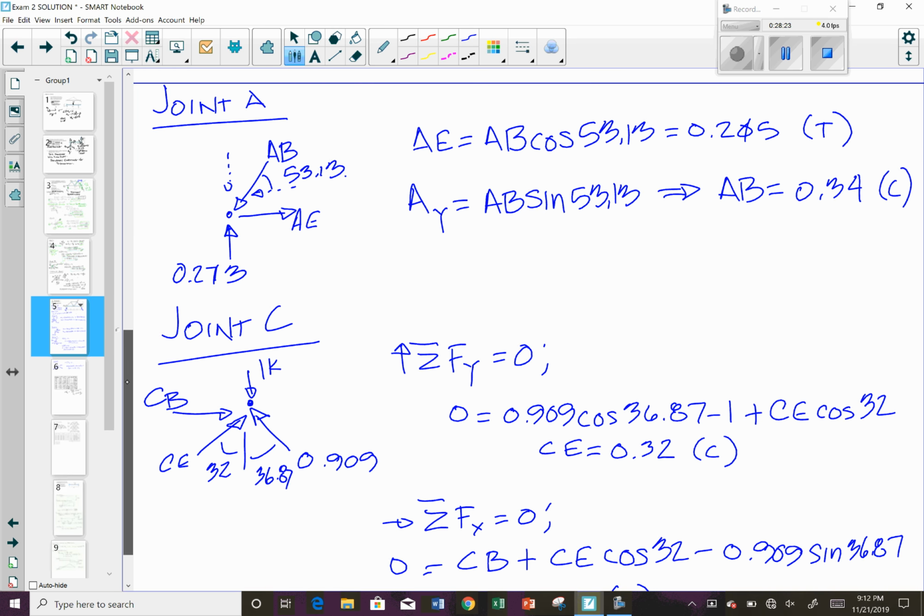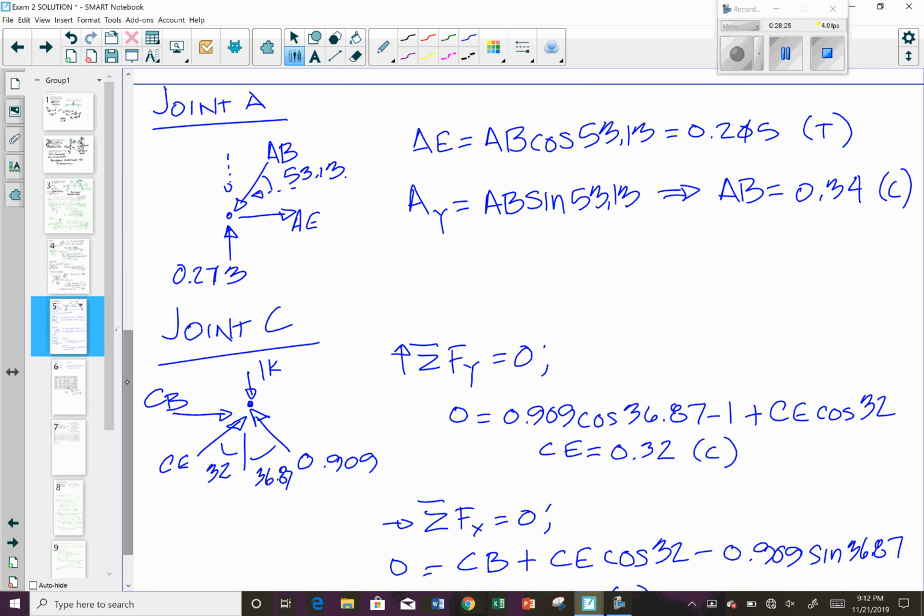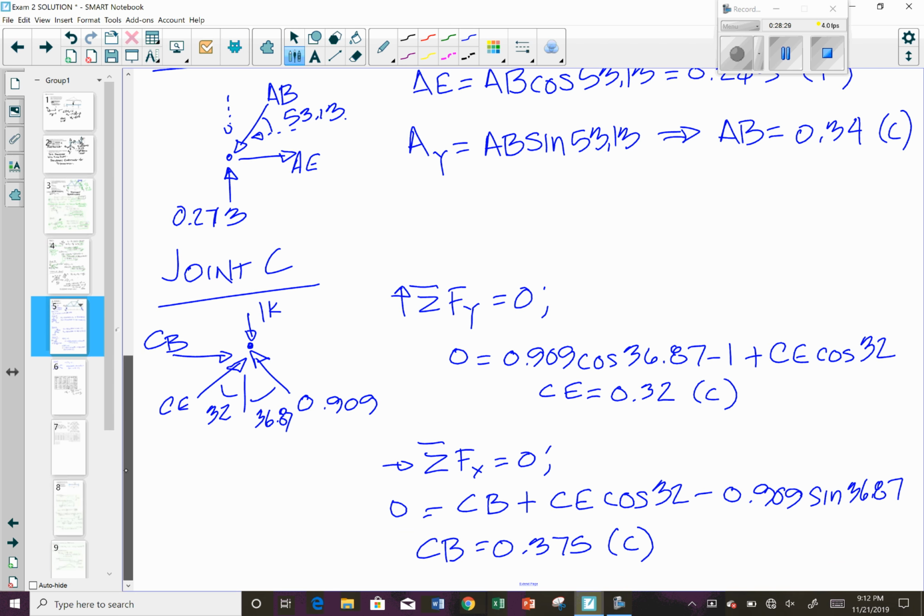And now with these, you're going to assign, well, we'll get to that next. And then joint C, you can use to solve for member CE and member CB, okay? Where you end up with CE is equal to 0.32 in compression and CB is equal to 0.375 in compression.